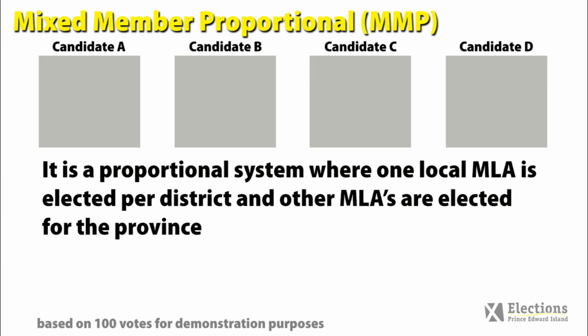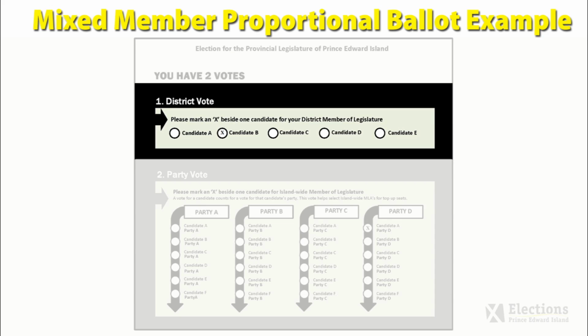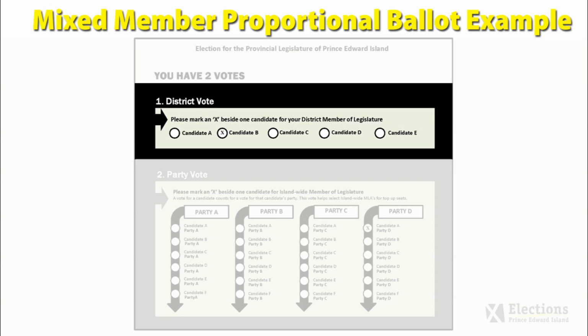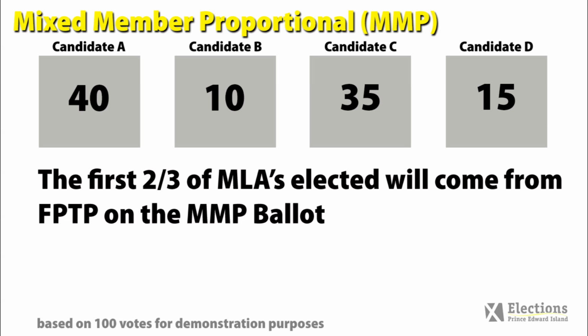The next system is another hybrid of the first past the post system and proportional representation, and it's called mixed member proportional. It is a proportional system where 1 local representative is elected for each district, and other representatives are elected for the province. The number of districts for this system would change. The ballot would have two choices for voting: a district vote and a party vote. For the district vote, you would vote for the candidate of choice as you would with the first past the post system. In this example, candidate A received 40 votes and wins the seat in the Legislative Assembly for that district.